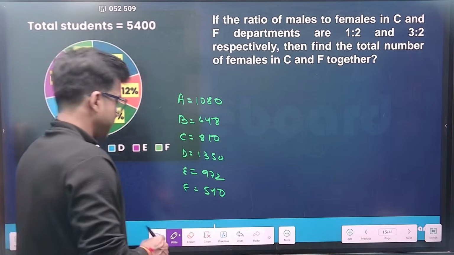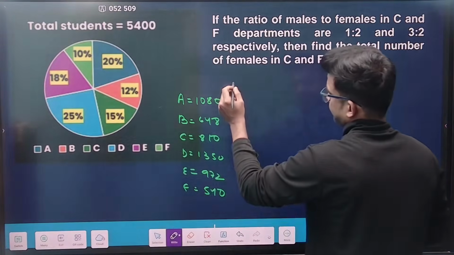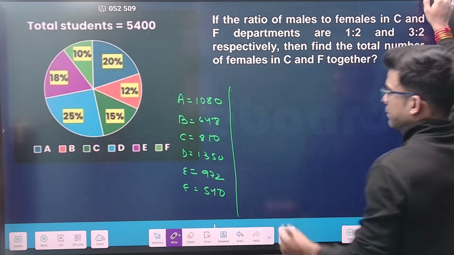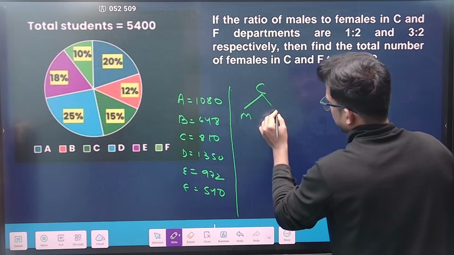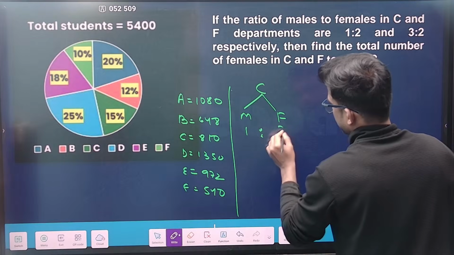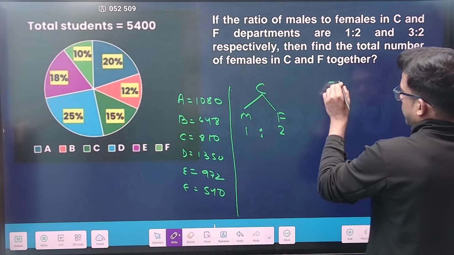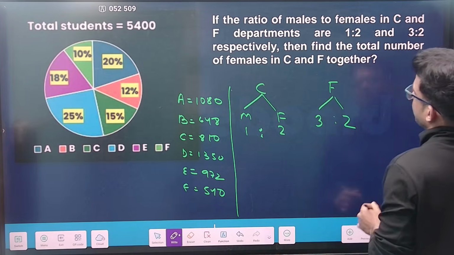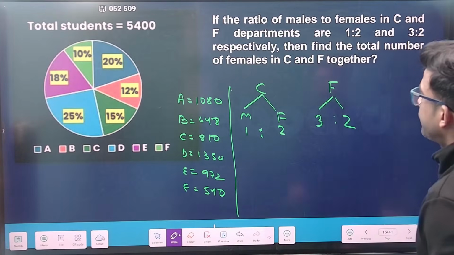Okay, now let me solve a question. If the ratio of male to female in C, so I would write C and I would write male and then I would write female, is 1:2, and 3:2 in F. So if I talk about F, for F it is 3:2. Is it clear, everyone? This is my male, this is female. Find the total number of females.